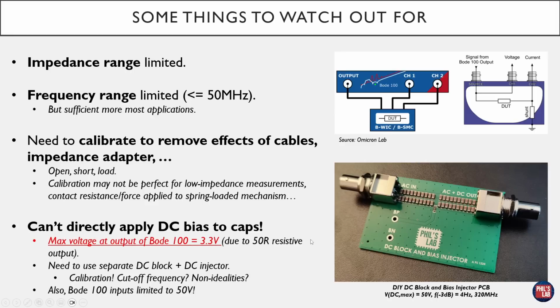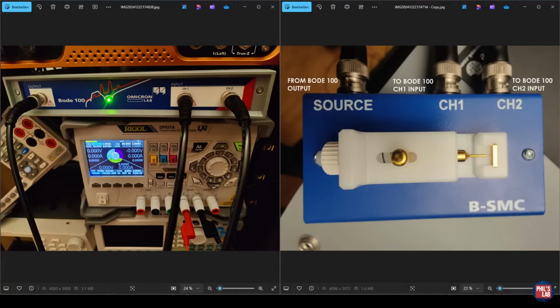I know this was a lot of pretext, but now we're finally ready to do some measurements. So let's start with a measurement setup and then look at calibration. We'll start off without doing any DC bias injection, which makes the measurement setup very, very simple indeed. On the left-hand side in my rack, we have the Bode 100. On the right-hand side is an image of the Omicron Labs B-SMC impedance adapter.